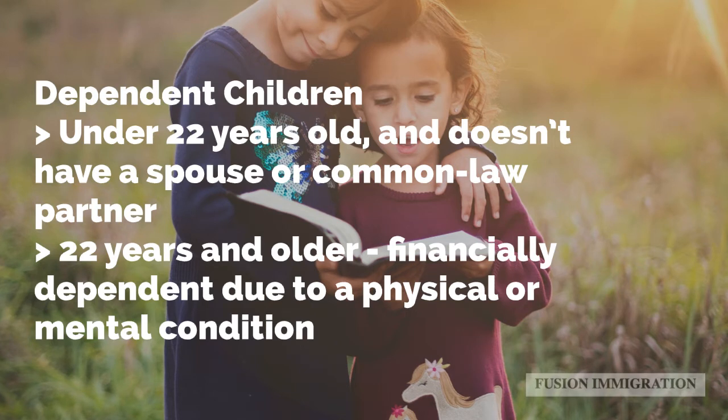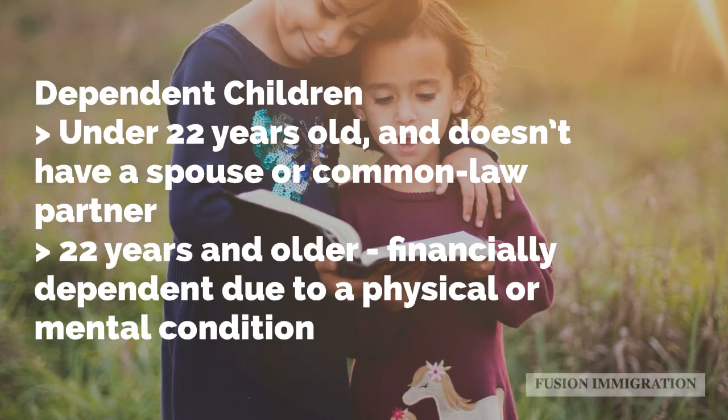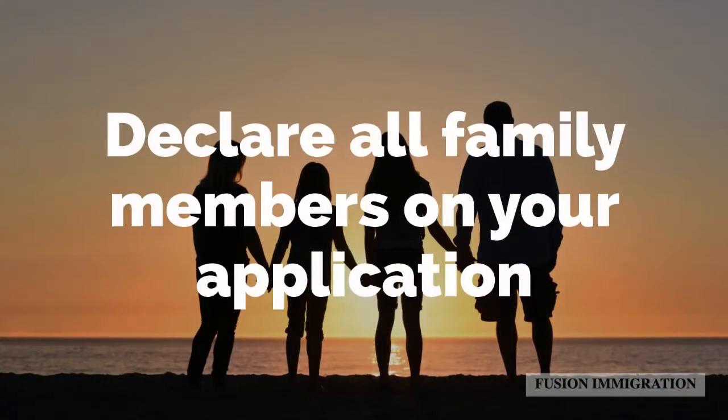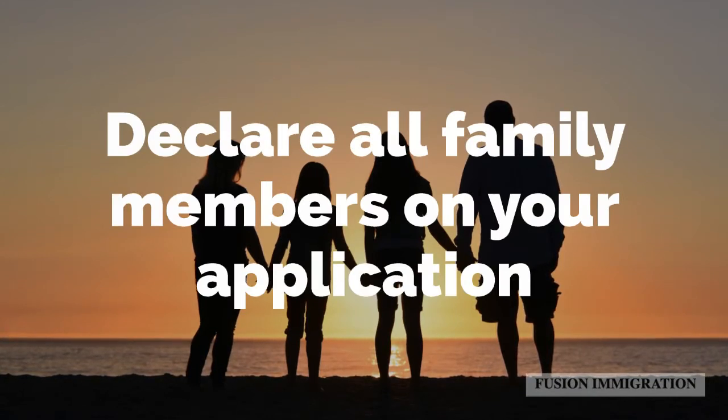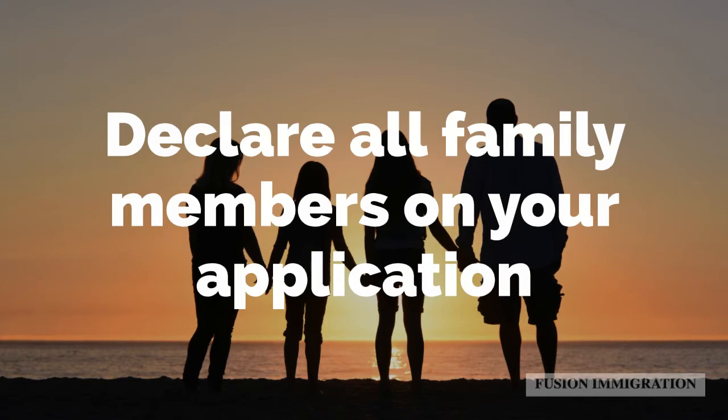Children 22 years old or older qualify as dependents if they have depended on their parents for financial support since before the age of 22 and they are unable to financially support themselves because of a mental or physical condition. It is also important to remember that if the person you are sponsoring or their child has one or more children in the sole custody of their other parent, you must still declare the child in the application.